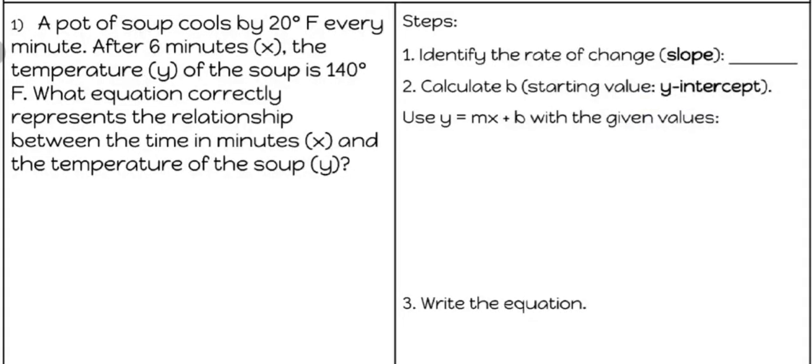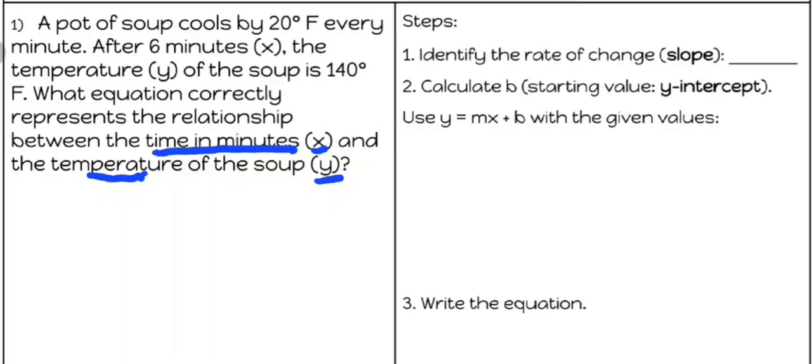A pot of soup cools by 20 degrees Fahrenheit every minute. After 6 minutes, the temperature of the soup is 140 degrees Fahrenheit. What equation correctly represents the relationship between the time in minutes, which is represented by the x variable, and the temperature of the soup, which is represented by the y variable?